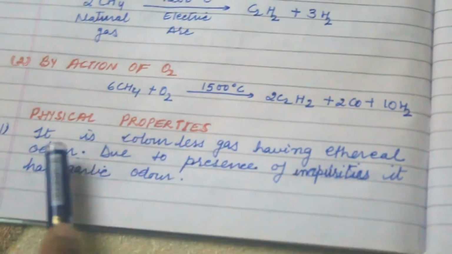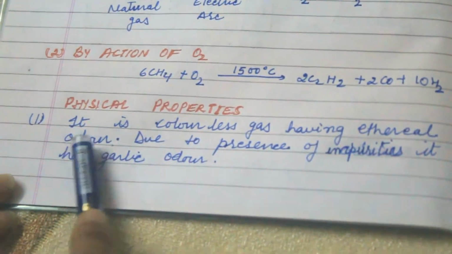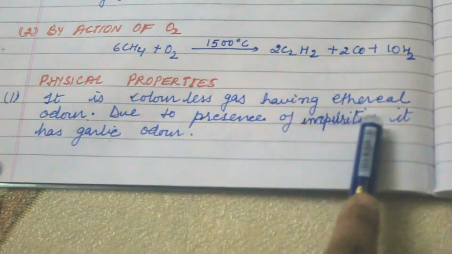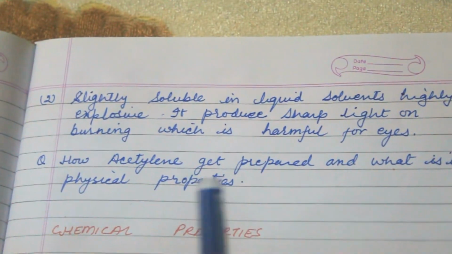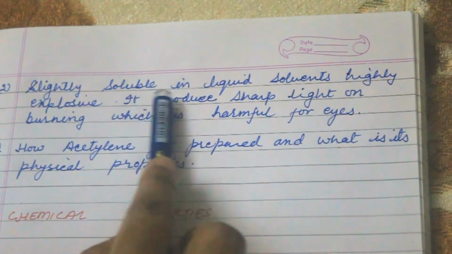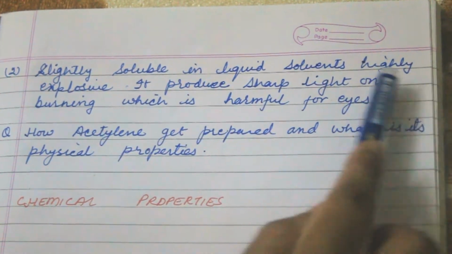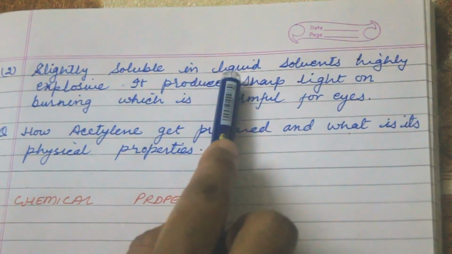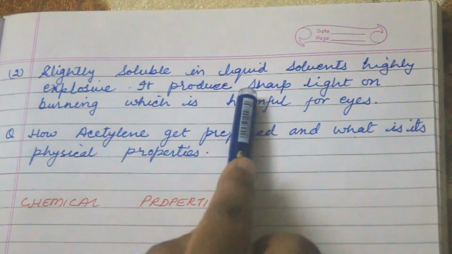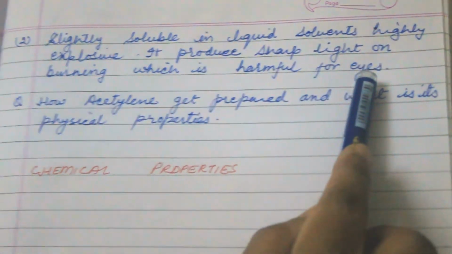Physical properties: it is a colorless gas having an ethereal odor. Due to presence of impurity, it has a garlic odor, that means we just use in our spices. It is slightly soluble in liquid solvent and highly explosive. It produces a sharp light on burning, which is harmful for eyes.